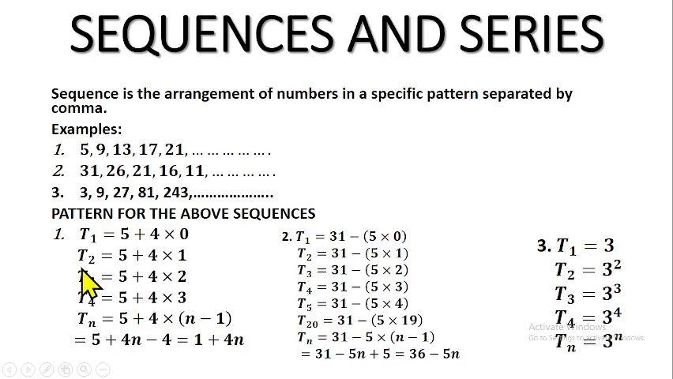How did they get the third term, T3? 5 plus 4 times 2. 4 times 2 gives us 8. 8 plus 5 gives us 13. You can see. How did they get the fourth term, T4? That should give us 5 plus 4 times 3. 4 times 3 gives us 12, plus 5, that gives us 17. Then how did they get the fifth term? That should be 5 plus 4 times, and we are looking for the fifth term, so n means the term we are looking for, which is 5 minus 1. That gives us 4. 4 times 4 gives us 16. Then 16 plus 5 will give us 21.